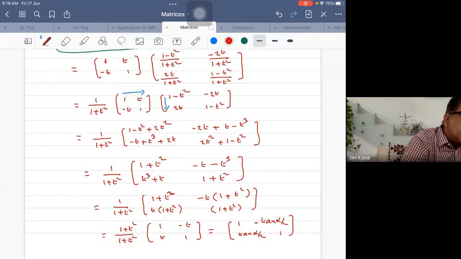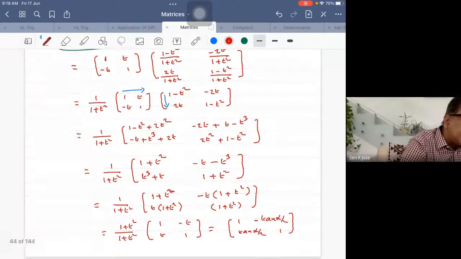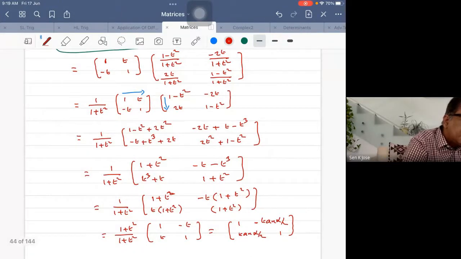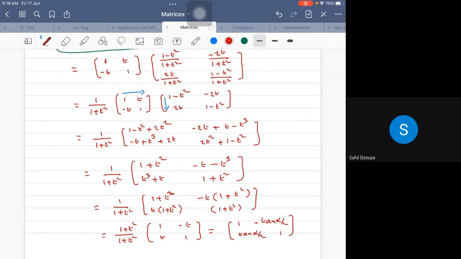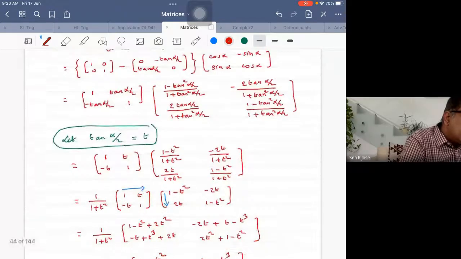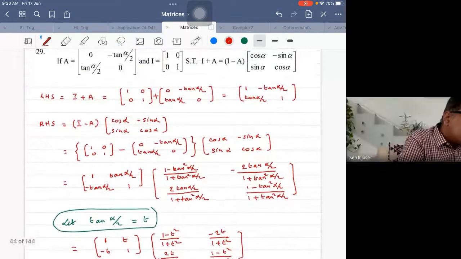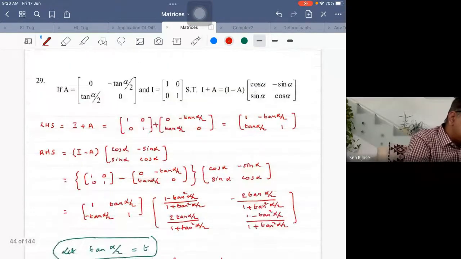Did I get the same thing as the LHS now? Sahil, check and tell me. I can't see my LHS, that's why. Did I get the LHS same as RHS? Yes, sir. Was the LHS the same thing? No, it was 0 minus tan alpha by 2. What did you get LHS as, Sahil?